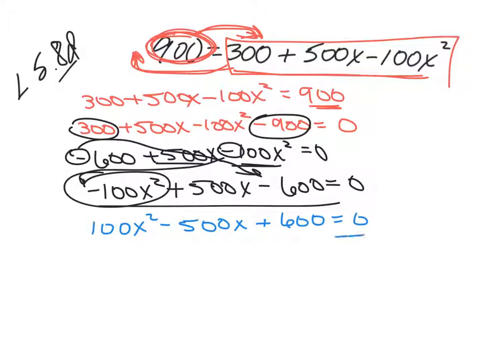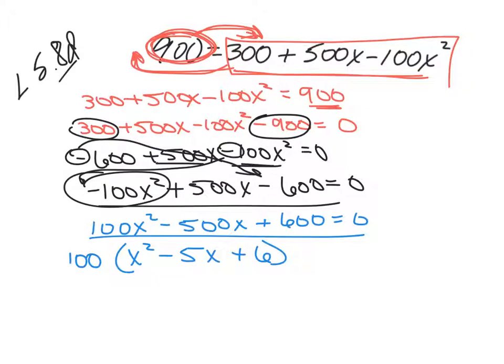Okay, now I'm going to look at this and see if I have anything common I can factor out. I do. I have 100. I can take 100 out of there, and I can take 100 out of there, and I can take 100 out of there. That makes life look a lot better, doesn't it? Alright, so let's see if I can break this down.